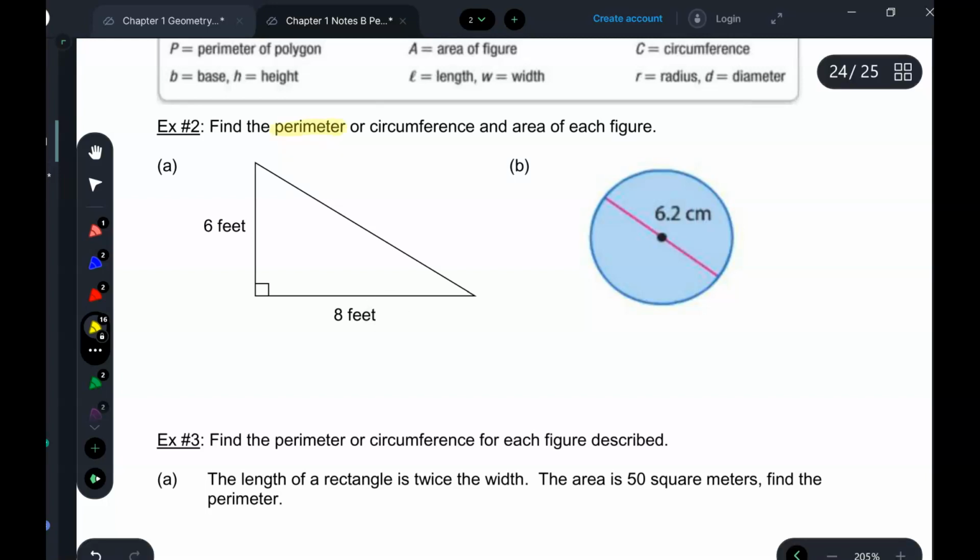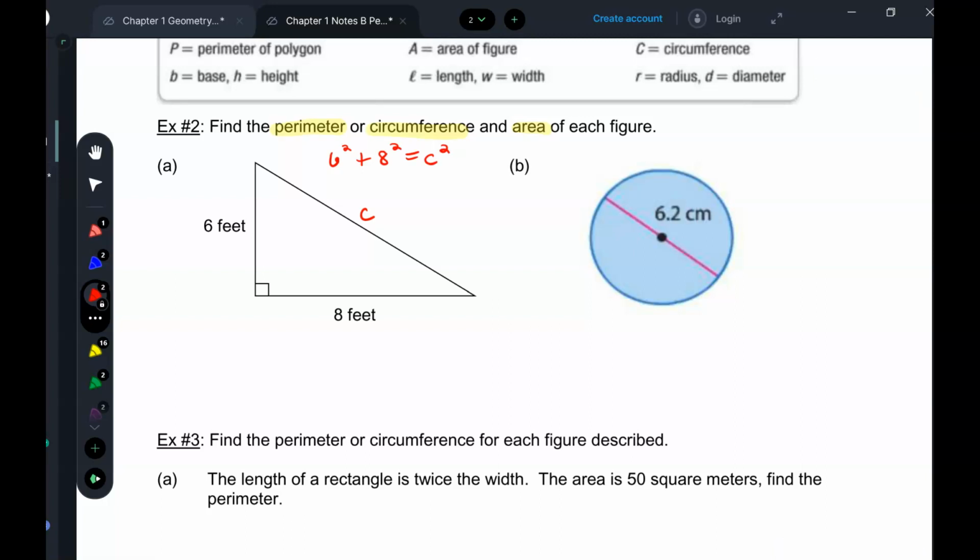We want to find the perimeter, and then we're going to find the area. For this circle, we're going to do the circumference. Okay, we have a question though. How do we find that third side? I was going to say the Pythagorean theorem. That's right, Pythagorean theorem. So 6 squared plus 8 squared equals c squared.